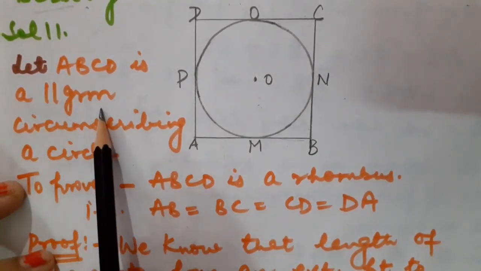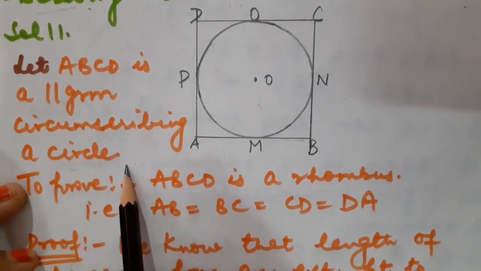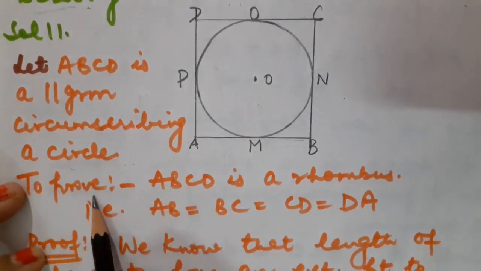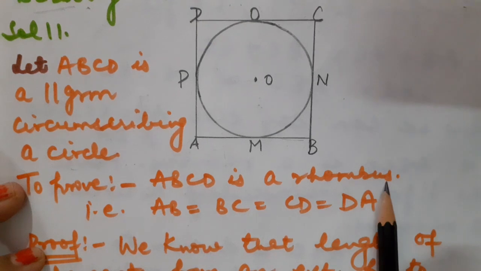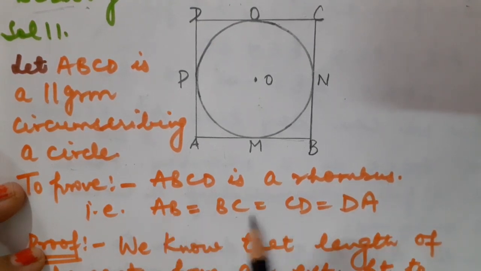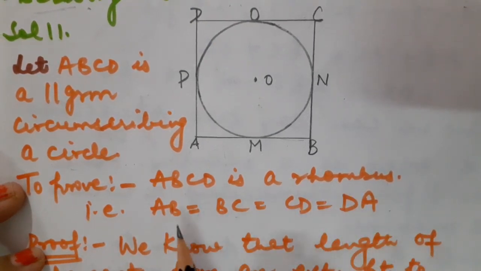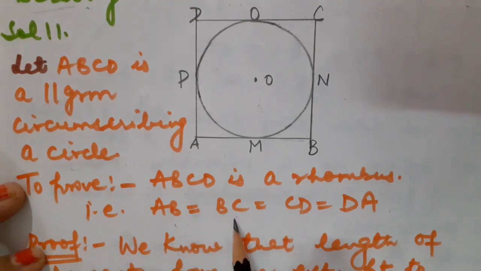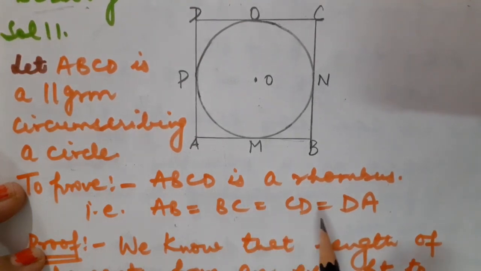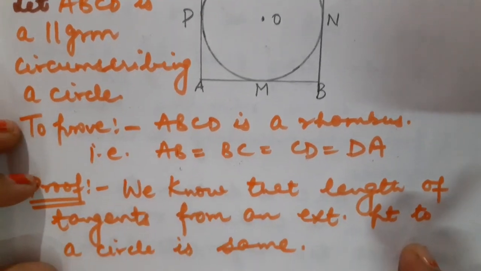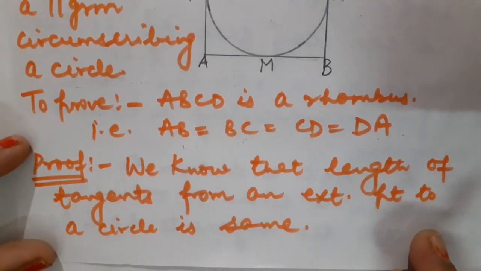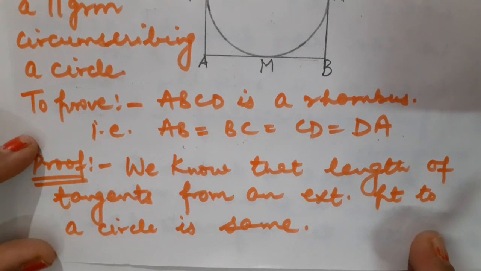Let ABCD be a parallelogram circumscribing a circle. This is given to us. To prove: ABCD is a rhombus, which means the length of all the four sides is equal. That is, AB is equal to BC is equal to CD is equal to DA. Fine, children? Okay. Now, we have done the same kind of question earlier also.